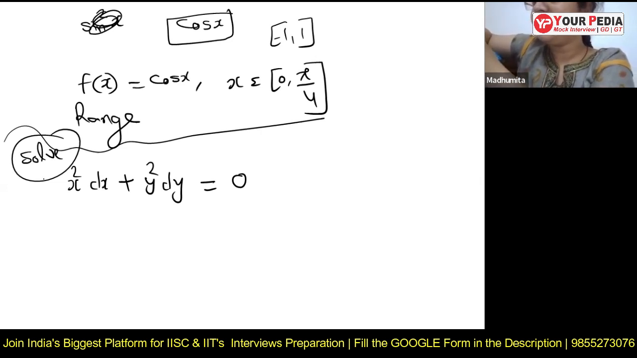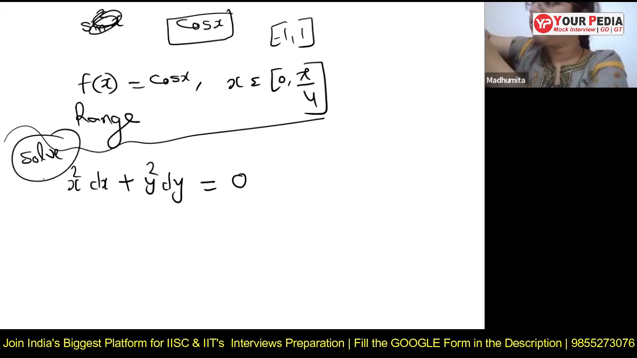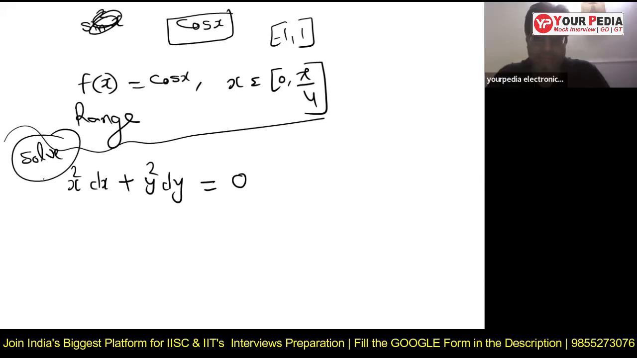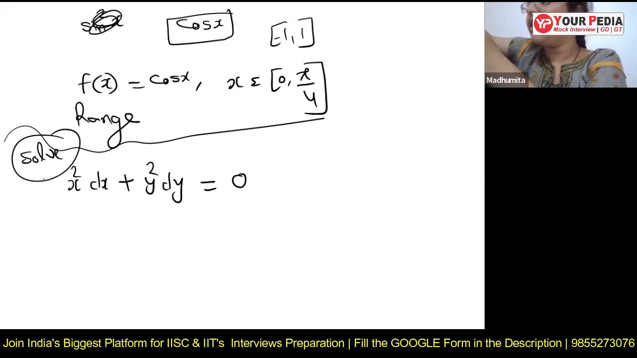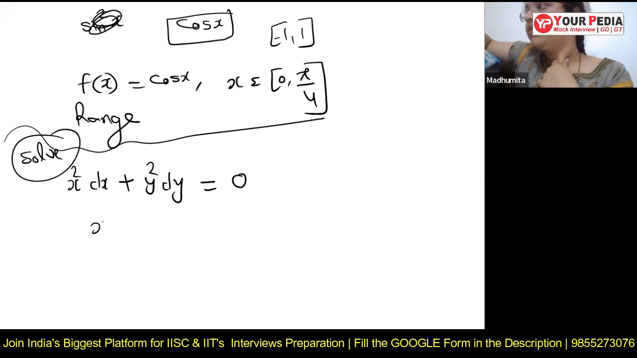We can use the variable separable method where we can separate the variables. Okay, so tell me the solution. So it will be x square dx is equal to minus y square dy, and we integrate on both sides. It will be x cubed by 3 equals minus y cubed by 3 plus c, the integration constant. So x cube plus y cube by 3 is equal to the integration constant.